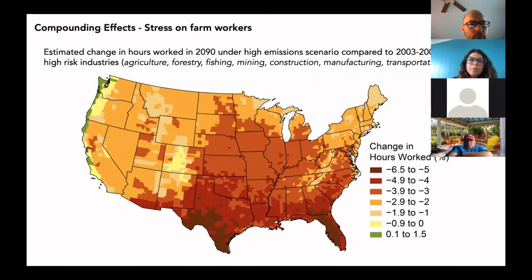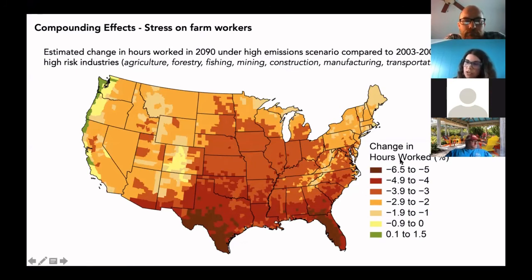There's also a number of compounding effects. I alluded to some of this, but in addition to what we might see with crops and with livestock, this is going to affect people. So there's going to be a stress on farm workers. The report points out that people in high-risk industries might be working less under a global warming scenario, and agriculture is part of that. Forestry, fishing, mining, construction, et cetera, are also these high-risk industries.